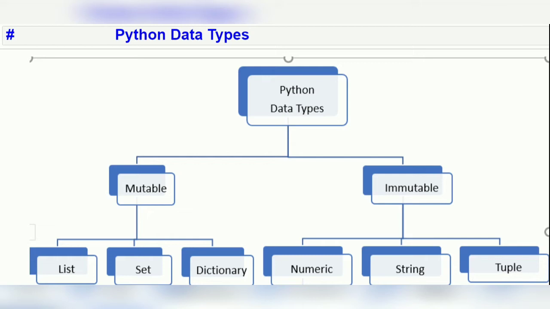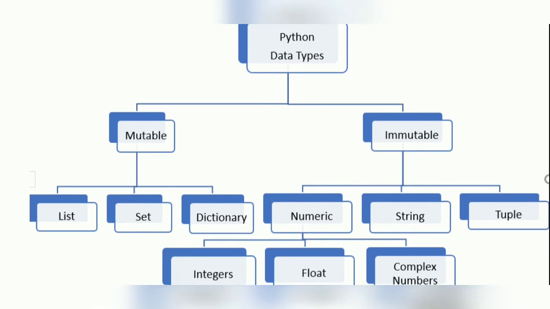Now, a mutable data type, or anything which is mutable, is something whose value can be changed. That's a very basic definition. And immutability is something whose value cannot be changed. Now, basis this immutability and mutability, we have further segregation of data types. Under immutable data types, you have numeric, string, and tuple. And under mutable, you have list, sets, and dictionaries. And this numeric data type is further divided into integer, float, and complex numbers.